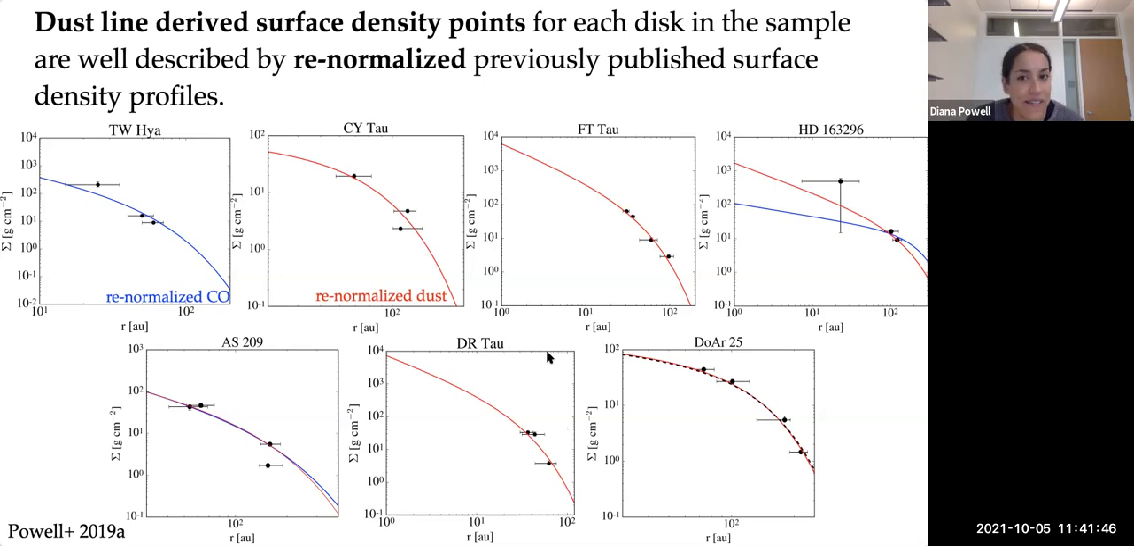And this really did not have to be the case. So for example, FT Tau and TW Hydra have different profile shapes, but for both, the dust line points match the previously published profiles. And so all of this is what makes me encouraged that this model is doing well.